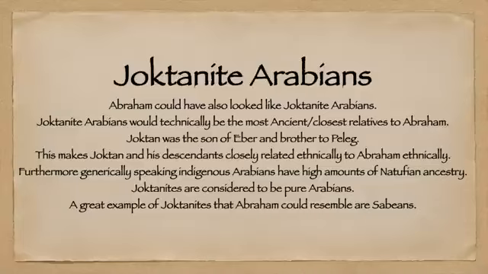Joktan was the son of Eber and the brother of Peleg. This makes Joktan and his descendants closely related ethnically to Abraham. Therefore, genetically speaking, indigenous Arabians have the highest amount of Natufian ancestry. Joktonites are considered to be pure Arabians. A great example of Joktonites that Abraham could resemble are the Sabaeans.